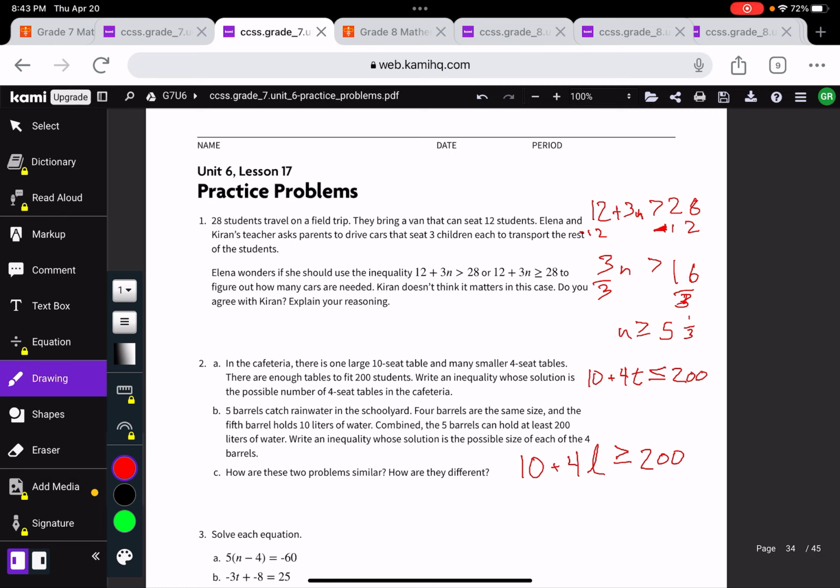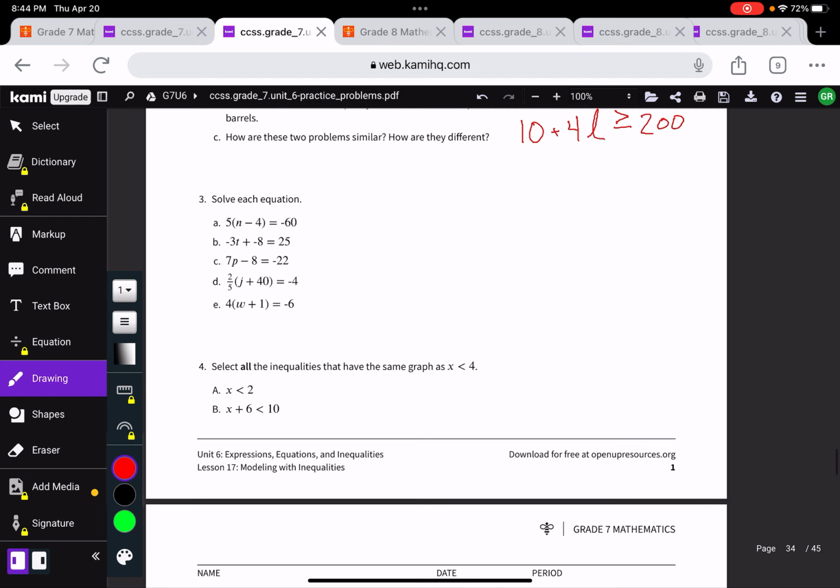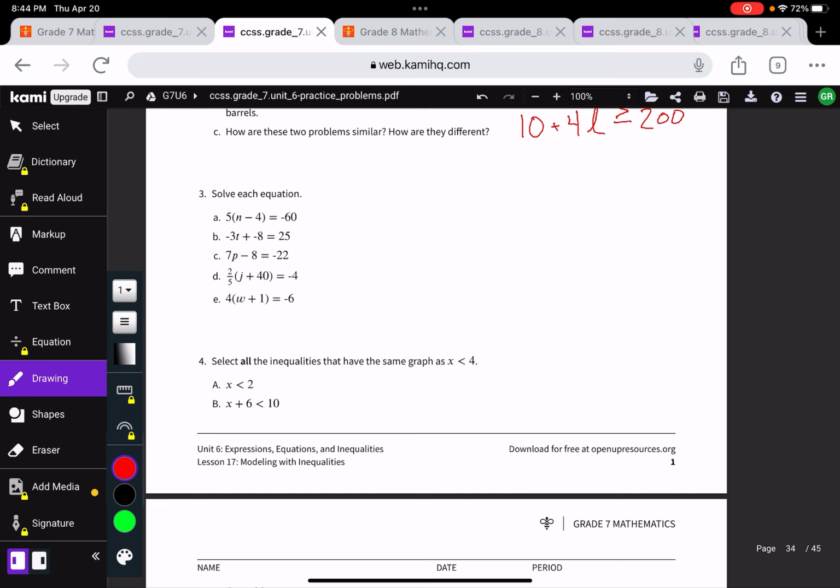How are they different? Go ahead and look at that and come to your own conclusion. Hit pause on the video, and when you're done writing your answer down, hit unpause, because we're moving on to number 3, solve each equation.